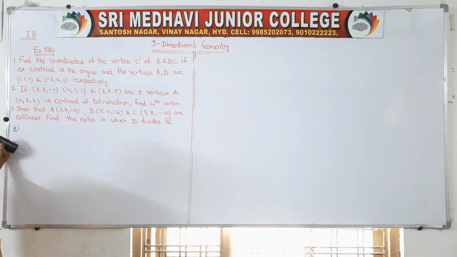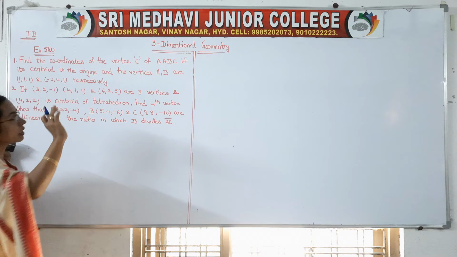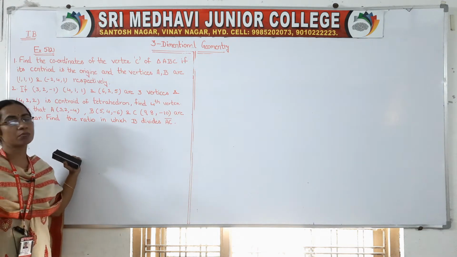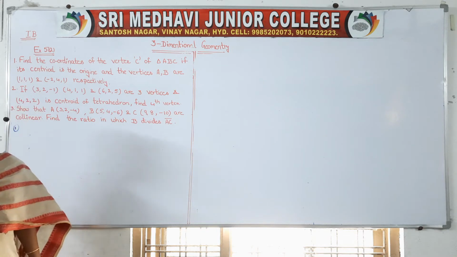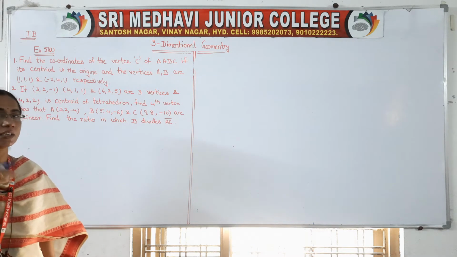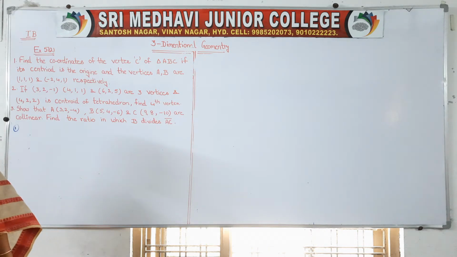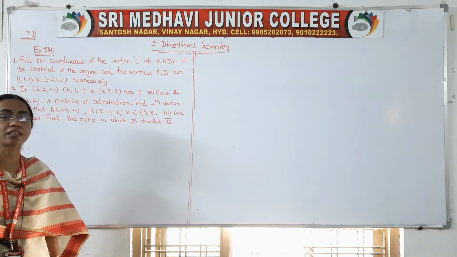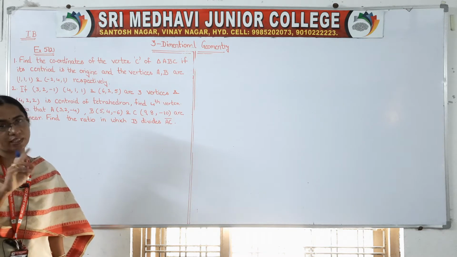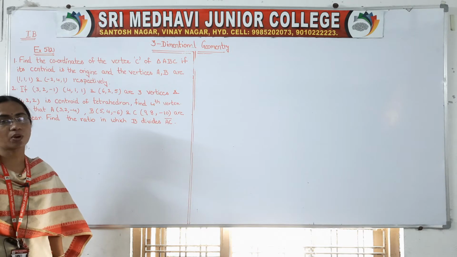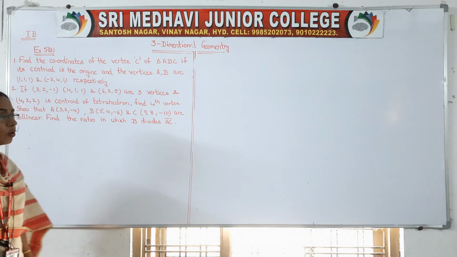Find the coordinates of the vertex C of triangle ABC if its centroid is the origin and the vertices A, B are given to us. Generally, triangle means three vertices will be there, right? So, here two vertices are given to you and we have to find the third vertex by using the centroid. Centroid is given as origin, right? So, centroid is 0, 0, 0. This is 3D, right? So, if you take any point, x coordinate, y coordinate, z coordinate will be there.